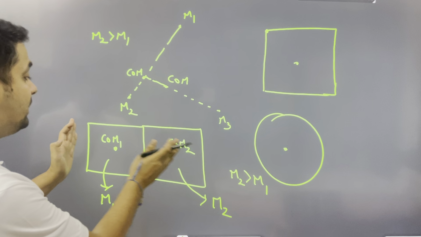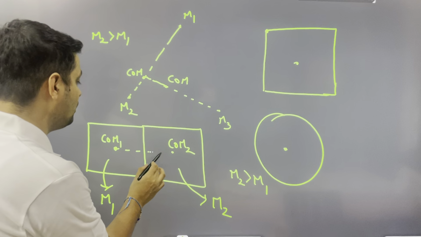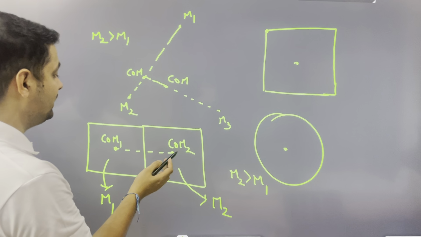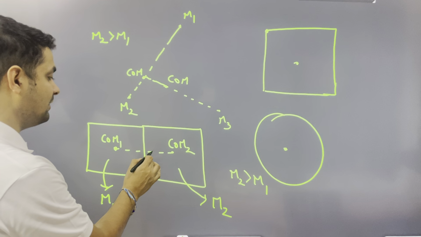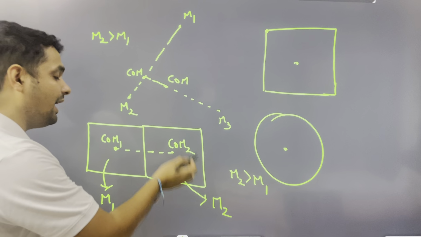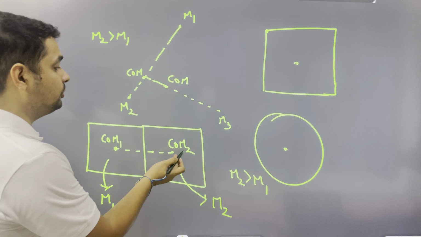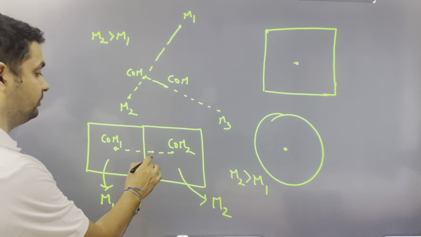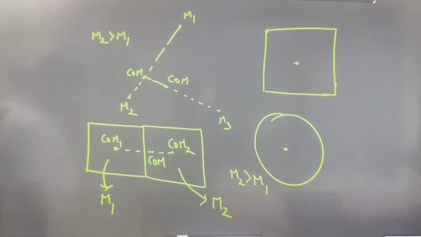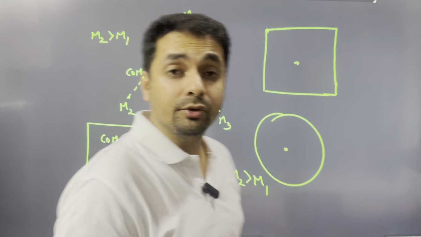But if both are in one system, then because M2 is greater than M1, their center of mass will lie somewhere near to what? Inside what? Inside the M2 plate. So near to the center of mass of the M2 plate. Here the center of mass of the whole system will lie. Clear? Now, what is the exact position of the center of mass?